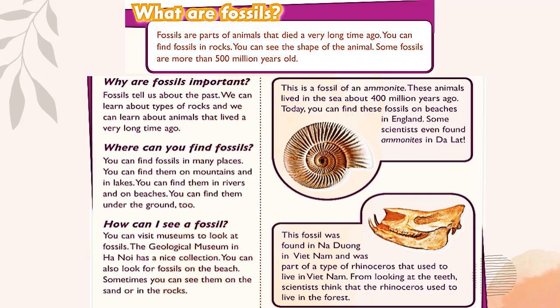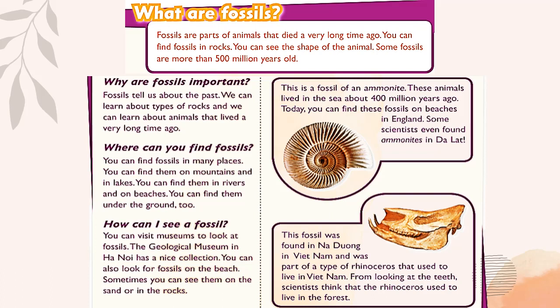It is a fossil of an ammonite. These animals lived in the sea about 400 million years ago. Today, you can find these fossils on beaches in England. Some scientists even found ammonite in their lab. This fossil was found in Vietnam and was part of a type of rhinoceros that used to live in Vietnam. From looking at the teeth, scientists say that the rhinoceros used to live in the forest.